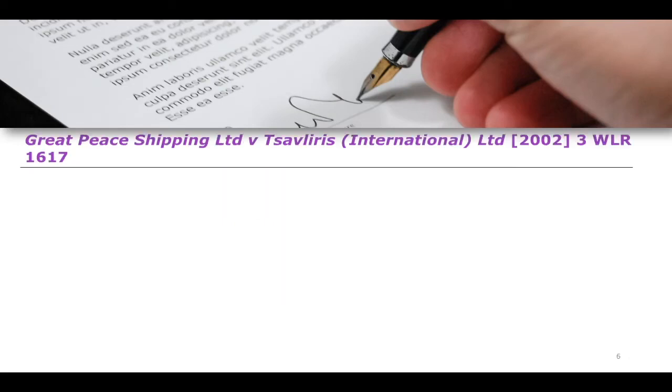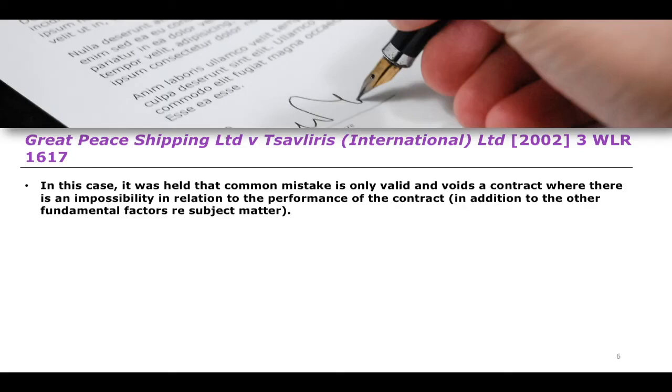Finally then, let's talk about the case of Great Peace Shipping Limited versus Tavlaris, which is a word that I can't pronounce, as you know. This is a case from 2002, and it was a case in which it was held that common mistake can only void a contract where there is an impossibility in relation to the performance of the contract, in addition to other fundamental factors regarding subject matter.